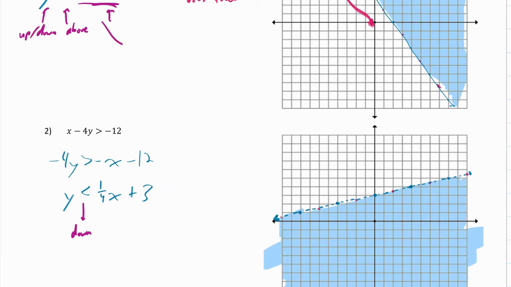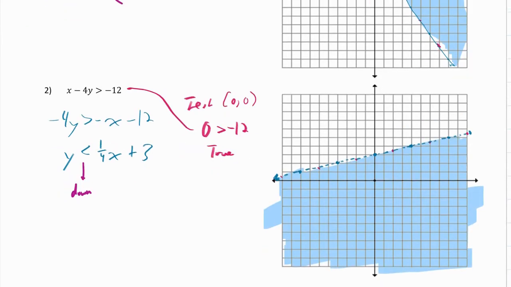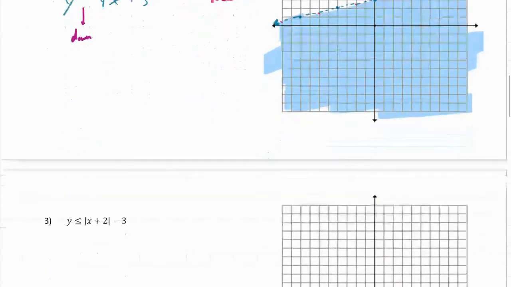Furthermore, let's just check this by testing 0, 0. If I pick this ordered pair like I did before, 0, 0 is in the shaded region, so I would expect it to work. And if I plug it into the original inequality, I get 0 is greater than negative 12, which is true. That's what's to be expected because that ordered pair is contained within the shaded region.